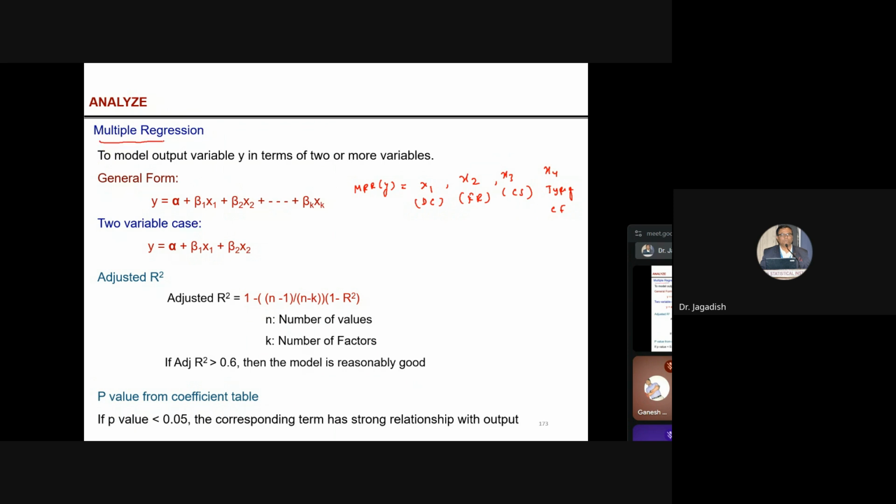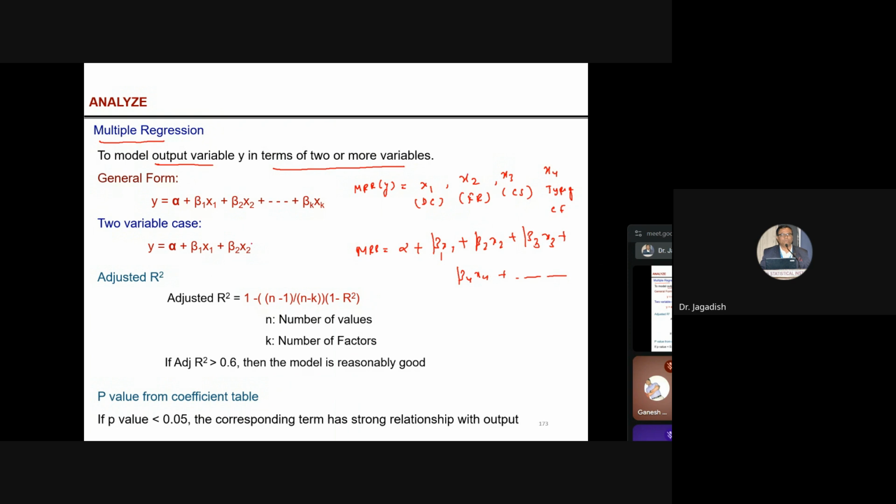That means when you are considering the output, the model output is based on two or more variables, then this model is called multiple regression. That means in this case, MRR is equal to alpha plus beta 1 into x1 plus beta 2 into x2 plus beta 3 into x3 plus beta 4 into x4 and so on. Then interaction will also be taken into account. Linear factors will also be taken into account.